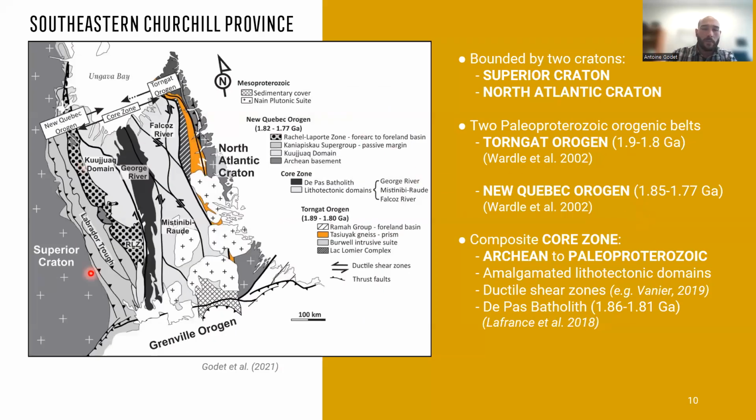Okay, so this is a simplified geological map of the Southeastern Churchill province. On the west here, you see the Superior Craton. On the east, we have the North Atlantic Craton. And in the middle of that, this is what we call the Southeastern Churchill province. This is composed of three major parts.